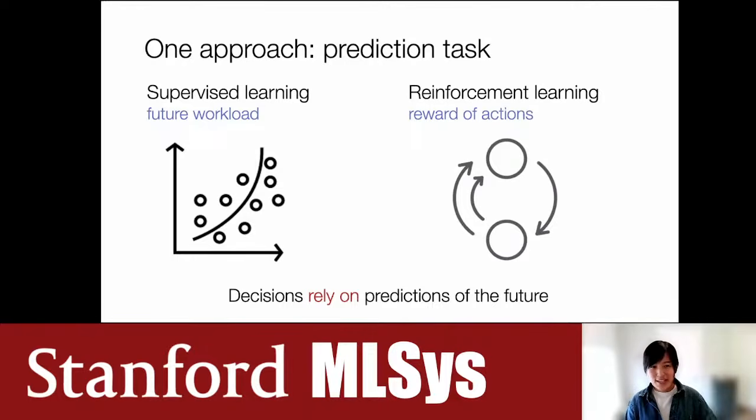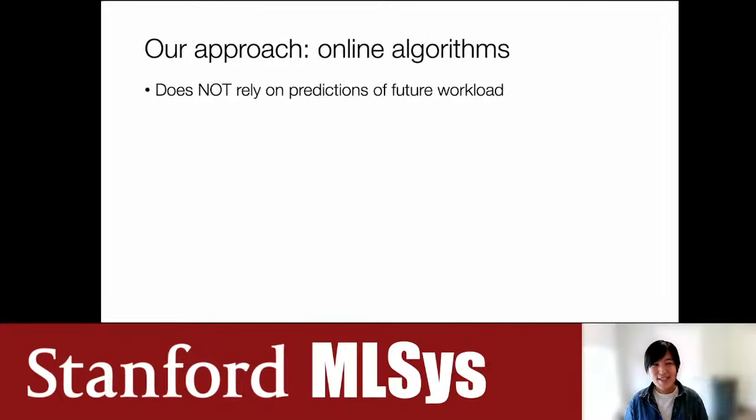So there is some work that tries to do some of these prediction tasks for slightly different, but also similar, tuning tasks in databases. But in this work, in our case, we take a different approach and explore the online extreme in the design spectrum. We specifically chose to use online algorithms, which assume no prior knowledge of the query workload, and which do not rely on predictions of the future for decisions.